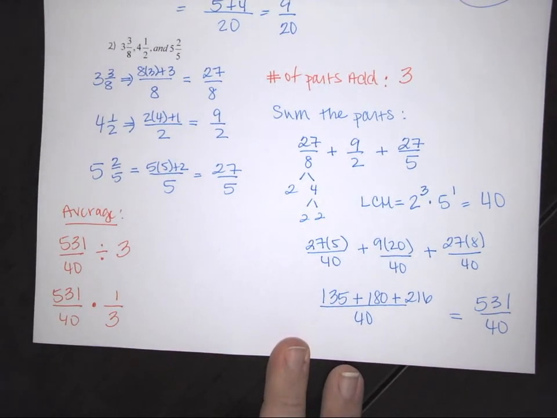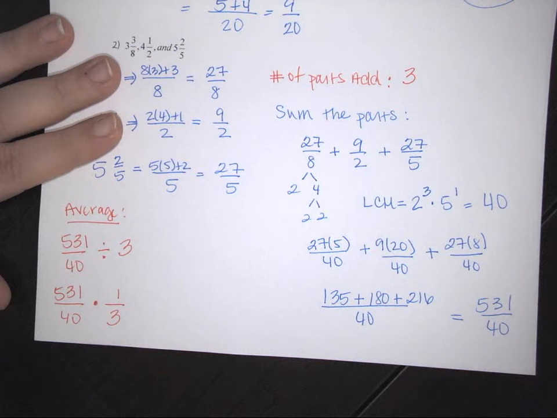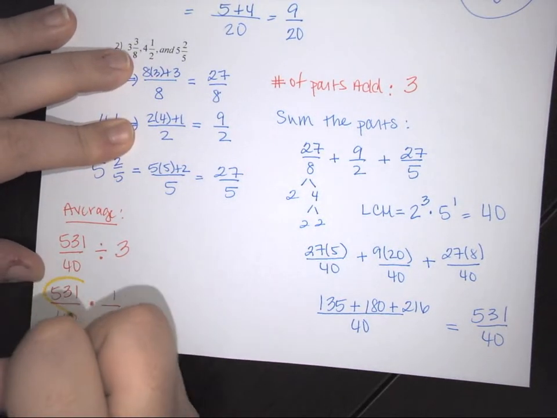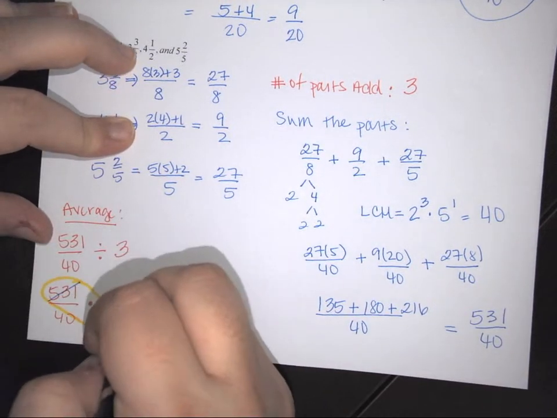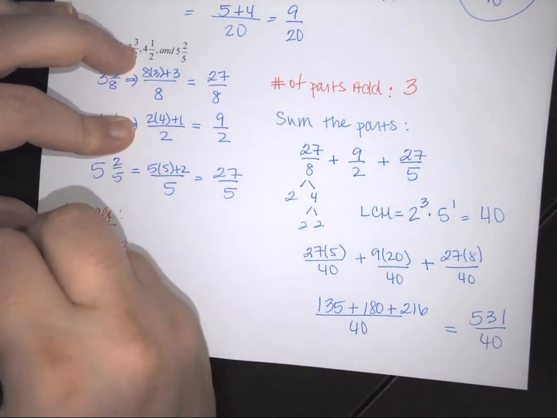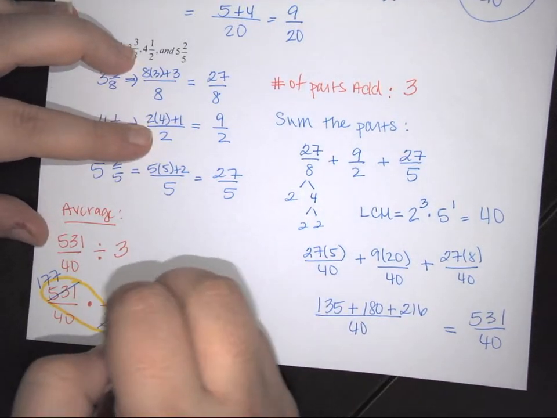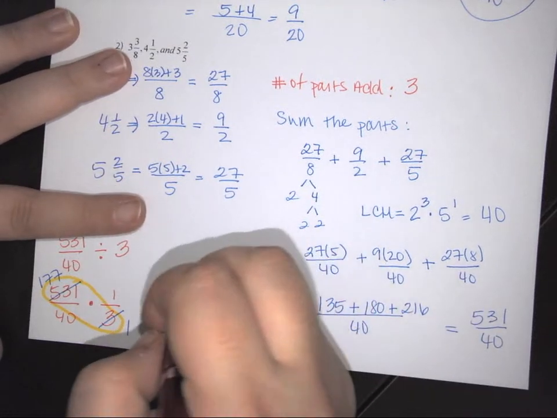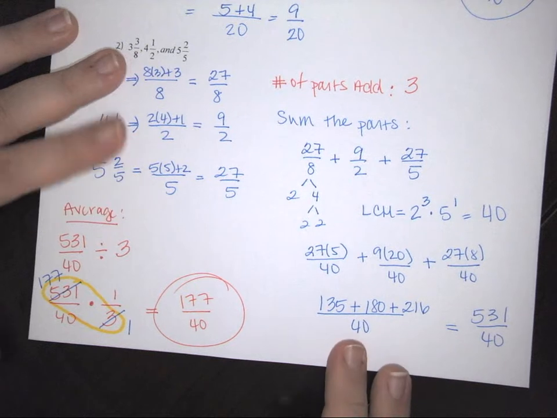Now, in doing so, we can look at, does 531 and 3 have anything in common? What you'll notice is that if I look at this diagonal here, 3 goes away and leaves behind 177. Thus, making my average 177 over 40, and that is the overall result.